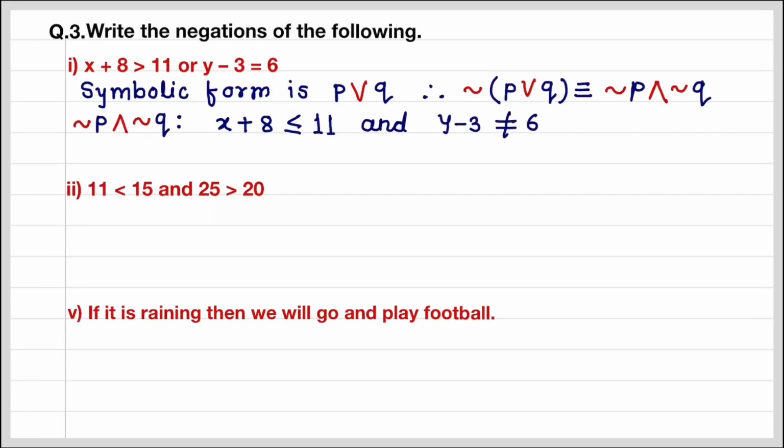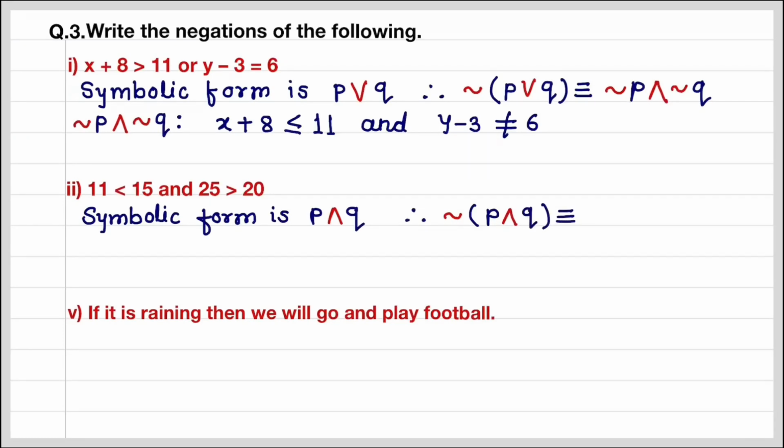Now second example, 11 is less than or equal to 15 and 25 is greater than 20. Symbolic form is P and Q, conjunction of two statements. Therefore, negation of P and Q is equivalent to negation of P or negation of Q. This is again De Morgan's law.